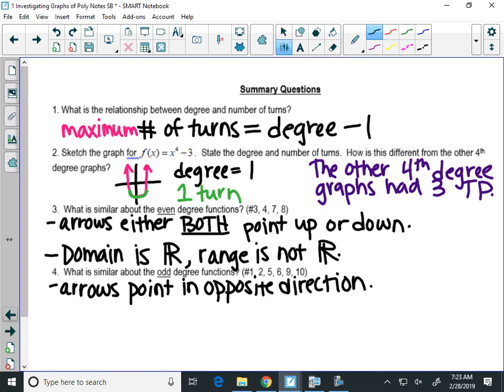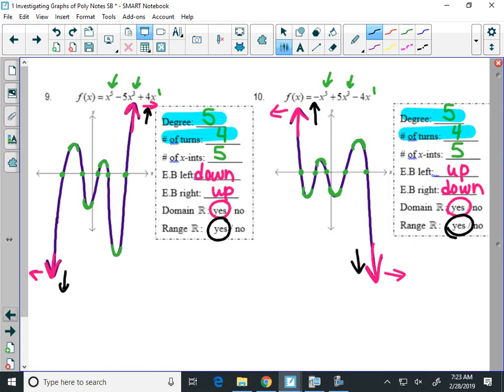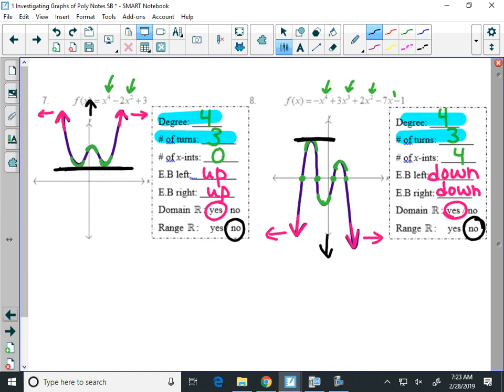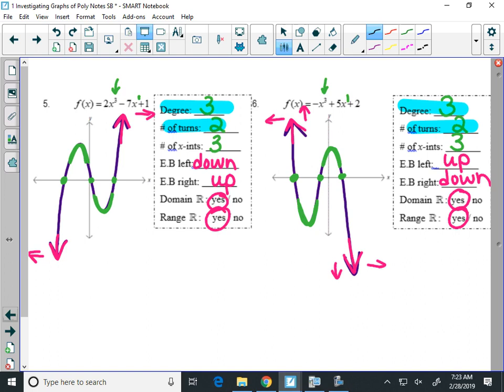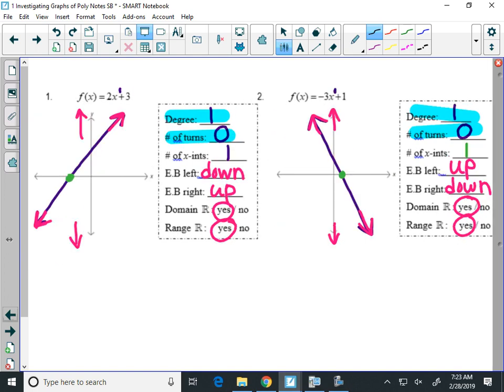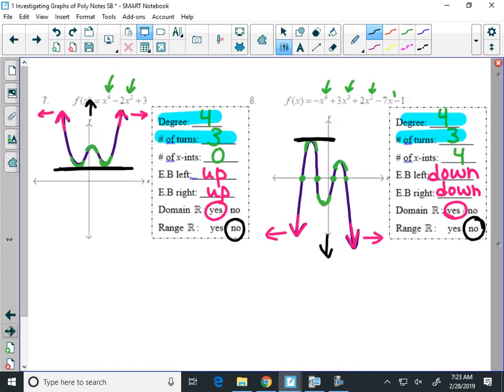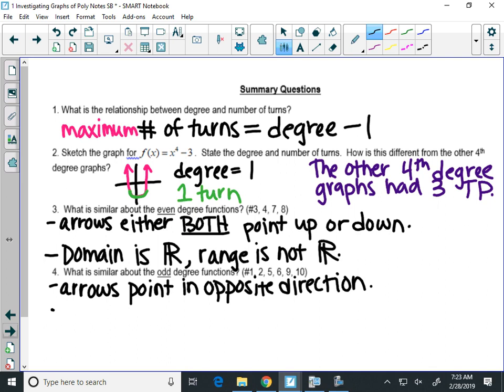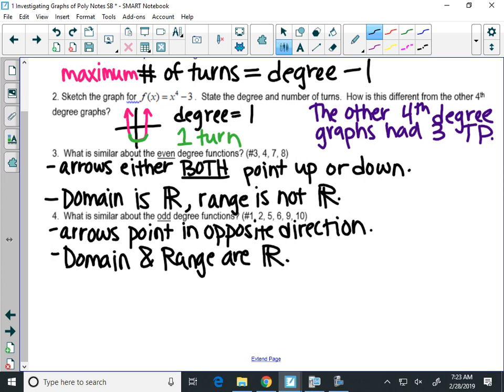All right, so let's talk about the domain and range here. I'll go backwards here. It looks like the domain and the range in 9 and 10 are both all real numbers. Same on 5 and 6. My domain and range are both all real numbers again. So it looks like when I have arrows pointing in both directions, my domain and range are both all real numbers. So the domain and the range are all real numbers.